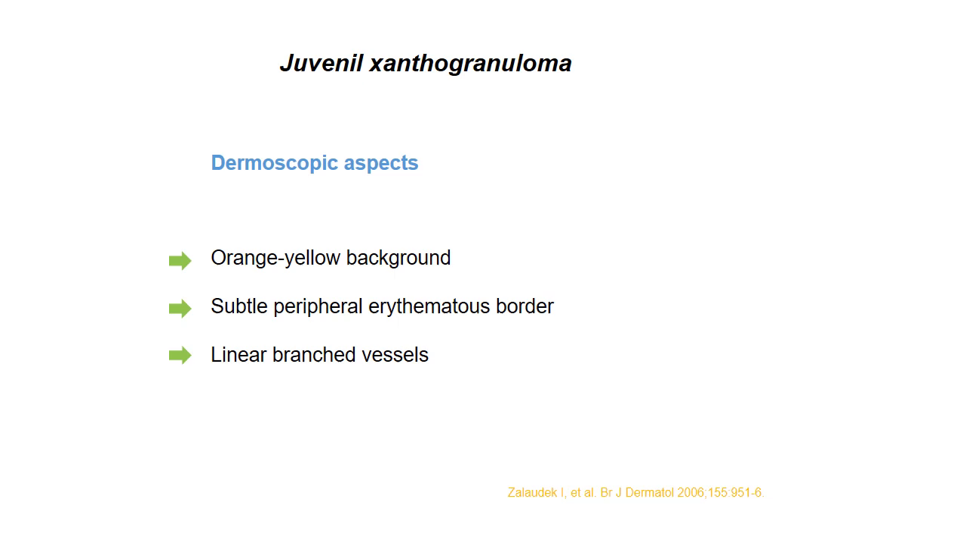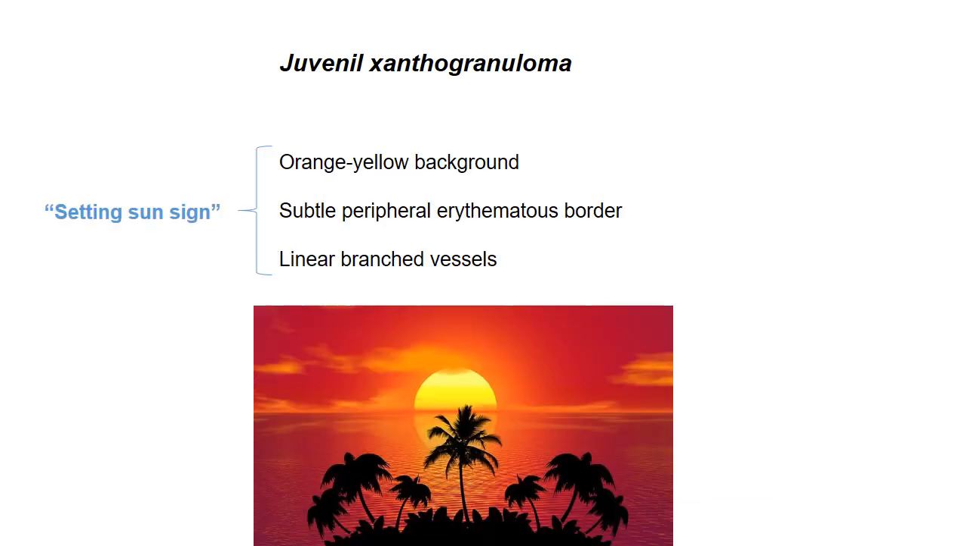Other structures like vascular structures may also be present. Here we can see a subtle peripheral erythematous border and linear branched vessels, which might also be features arising in Xanthogranulomas. The combination of orange to yellow background, subtle peripheral erythematous border, and linear branched vessels makes the so-called setting sun sign that might be quite specific for this disease.